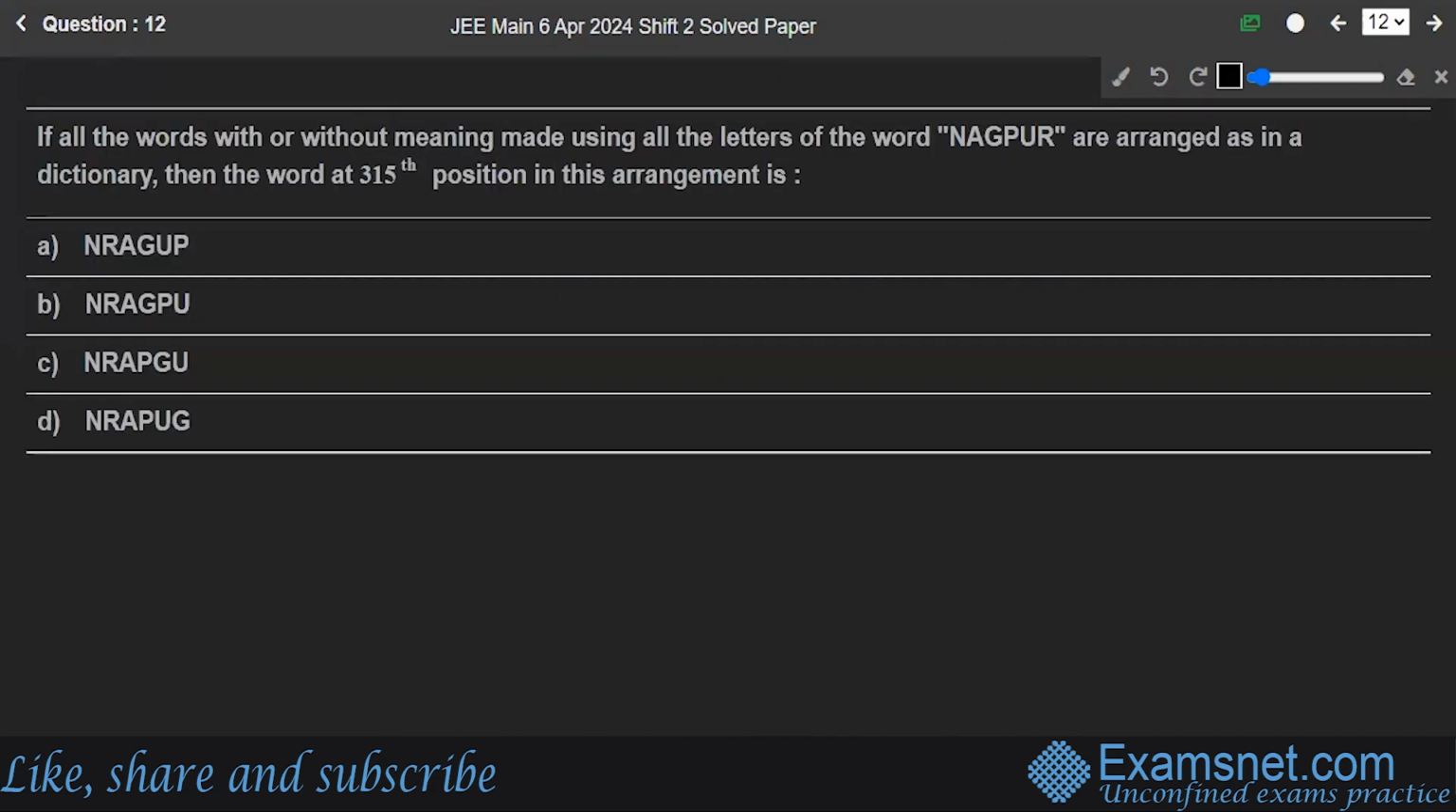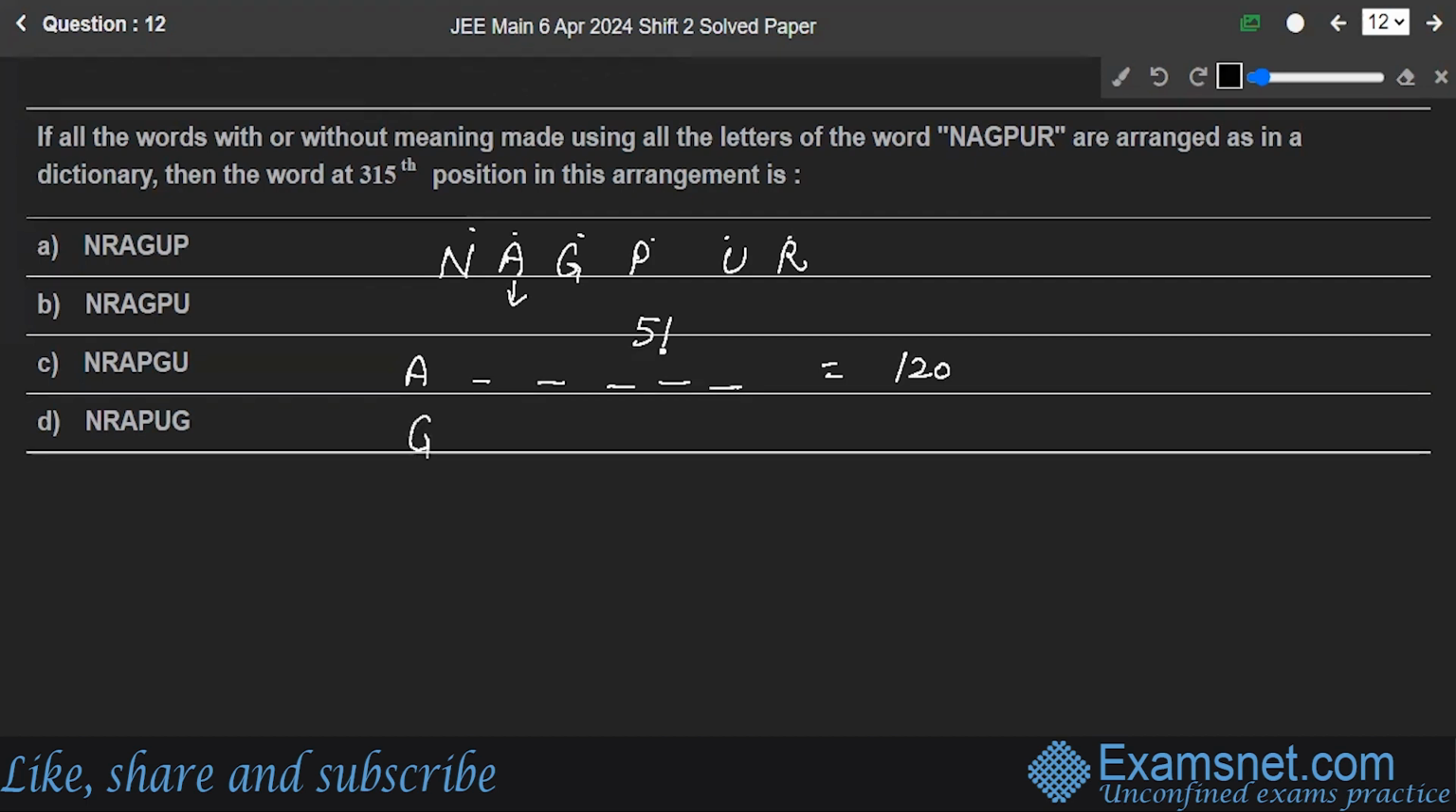Question number 12. If all the words with or without meaning made of the letters of this word are arranged as in a dictionary, then what is the word at 315th position in this arrangement? So the given word you have is not a word, right? Very first, you will have the alphabet A, and how many positions are there? 1, 2, 3, 4, 5, 6. So that is 1, 2, 3, 4, 5. These positions can be filled up in 5 factorial ways, which is equal to 120.